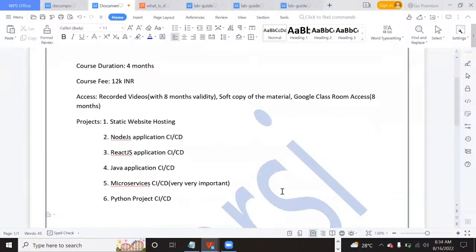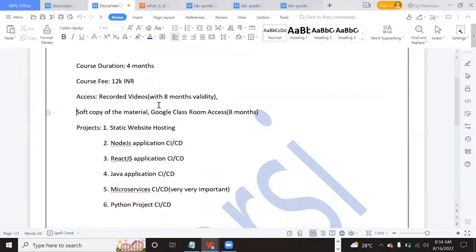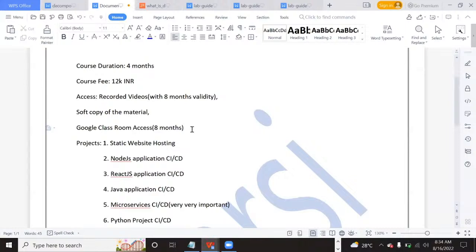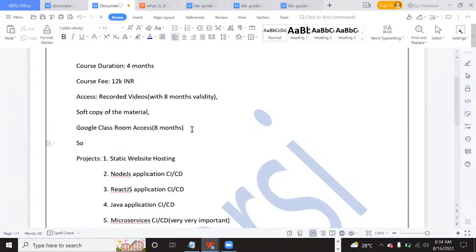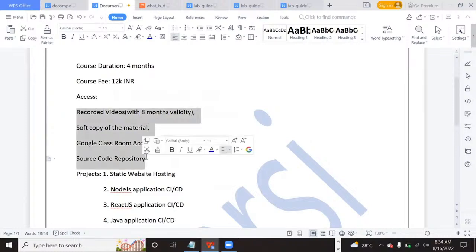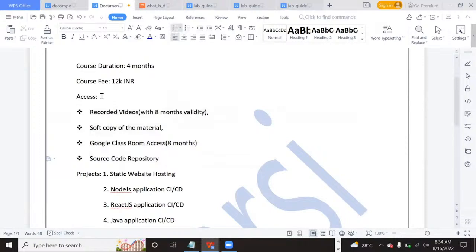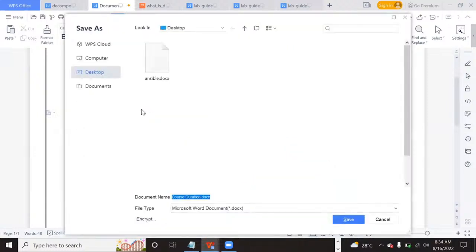So this is what you will do, and the access you will get: recorded videos, soft copy, Google Classroom access, and source code repository access. These are all what you will get as access during this course. Of course, after your course is done, with validation of a few more days, this will be given. So that's all about this course content.